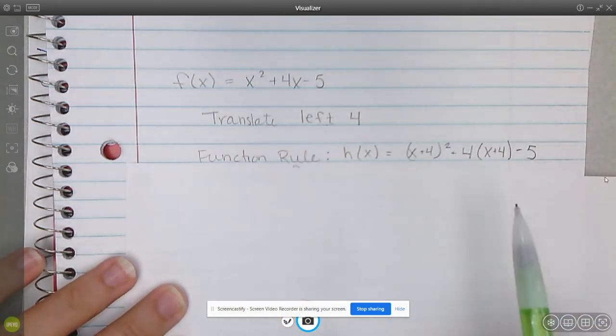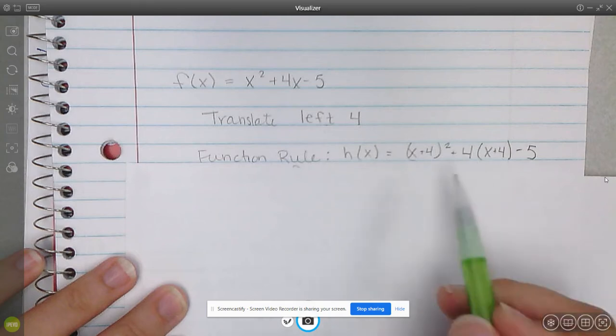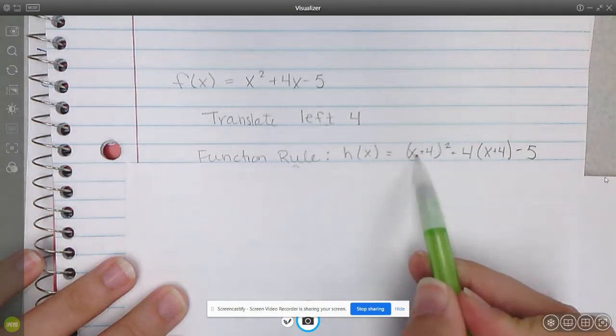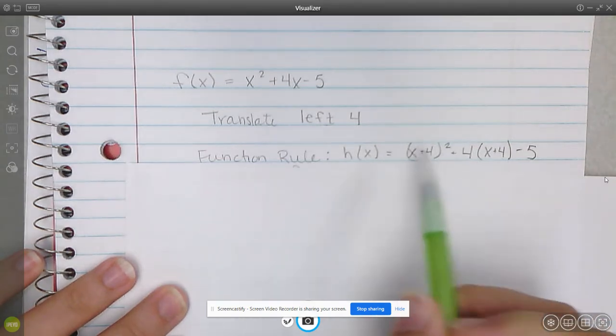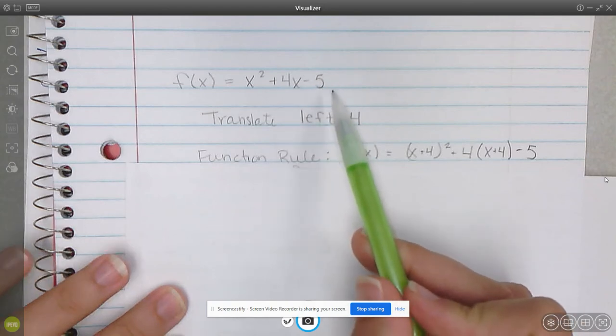So in general, when you're moving left and right, you are inside parentheses with your x. When you're moving up and down, you just add something to the end.